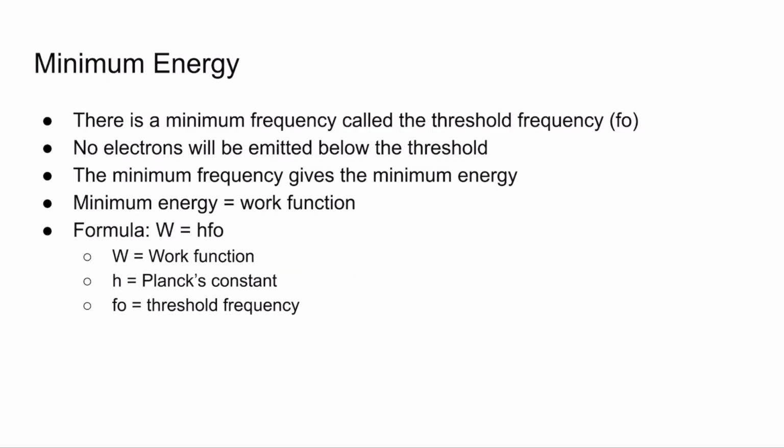There's also a minimum frequency called the threshold frequency. If the frequency is below this threshold, that means no electrons will be emitted. The minimum frequency will result in minimum energy, and minimum energy equals work function. The formula for work function is: work function equals h, which is Planck's constant, 6.63 times 10 to the negative 34th, times threshold frequency.